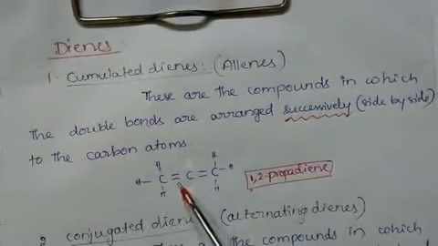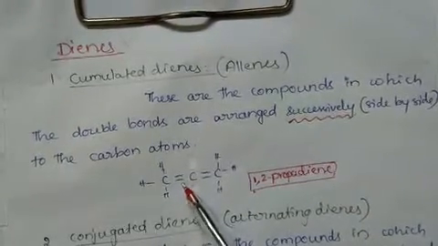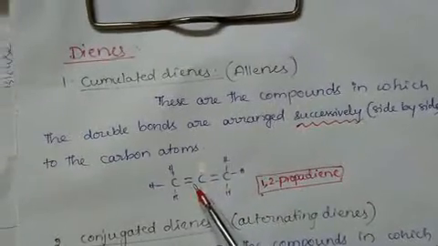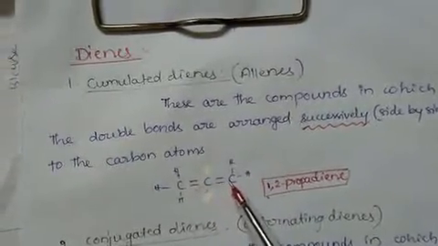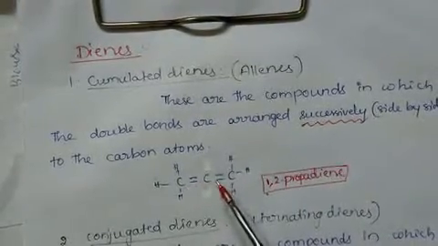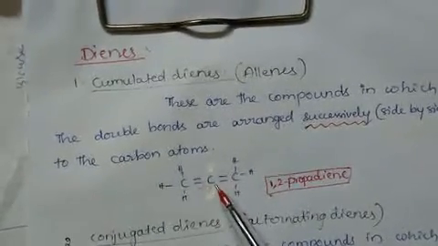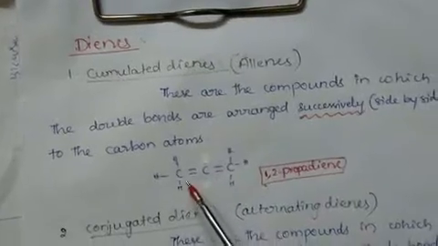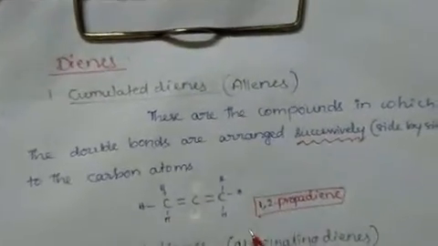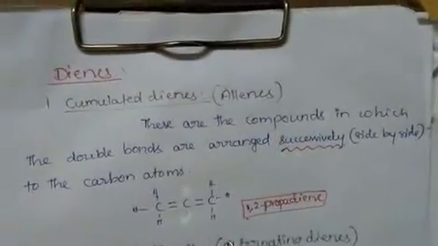Right? See, here it is a double bond and it is also a double bond, side by side. So what is the name of this compound? 1, 2, 3, 3 carbons, propa. So the first and second carbons have double bonds, right? So 1,2-propadiene. It is an example of a cumulated diene. Okay.